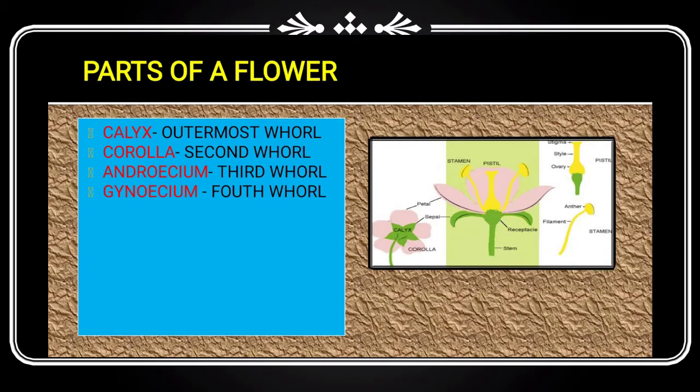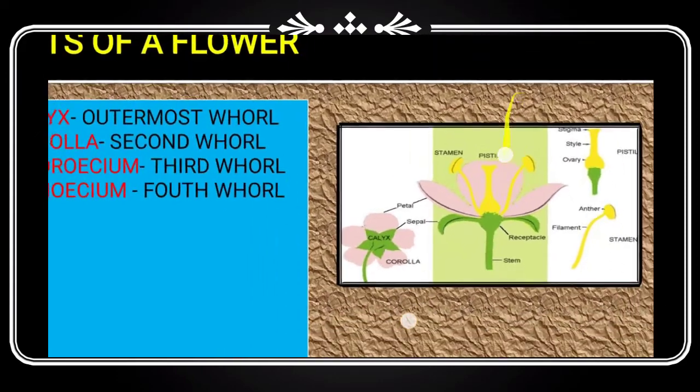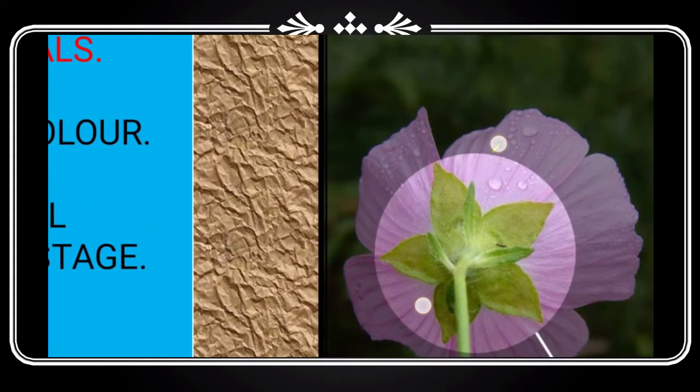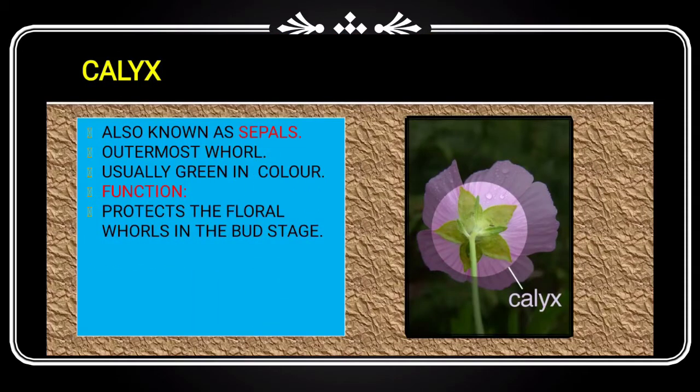Now let us discuss the parts of a flower. First part, calyx, which forms the outermost whorl; corolla, which is the second whorl; androecium, which forms the third whorl; and gynoecium, which forms the fourth whorl. Calyx is also known as sepals, the outermost whorl, usually green in color. Function: protects the floral whorls in the bud stage.